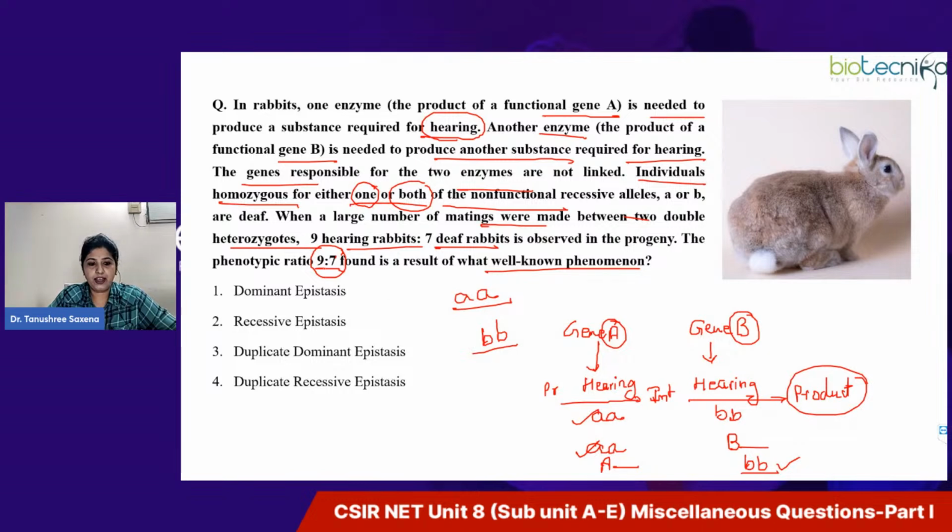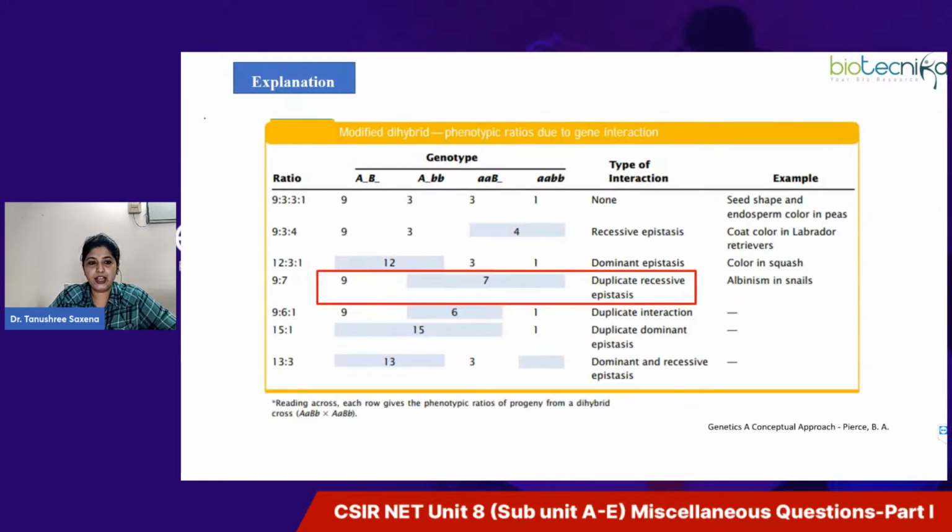So yes, coming back to the question, from the ratio 9:7, we can directly say what kind of epistasis it is, right? As most of you are saying that it's very good for revision, here is one table for quick revision. So 9:7 is about duplicate recessive epistasis, where the recessive allele of one gene is epistatic to either allele of another gene, or the recessive allele of the other gene is epistatic to either allele of the first gene. So duplicate recessive epistasis it is. So directly from the ratio, you can answer the question.